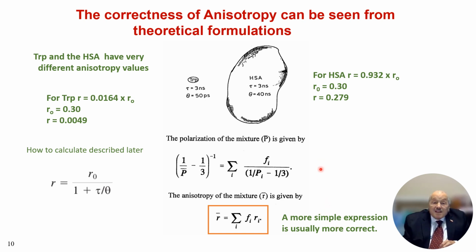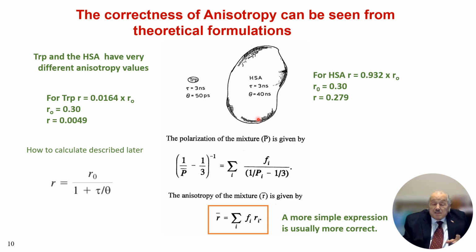I guess I'll give you an example here. So here we have two hypothetical molecules. We have a tryptophan molecule and a human serum albumin. We've assigned them both a lifetime of 3 nanoseconds, and we know from other experiments what their rotational correlation times are. The tryptophan itself is very fast, like 50 picoseconds, and the serum albumin is much slower. It's more like 40 nanoseconds.